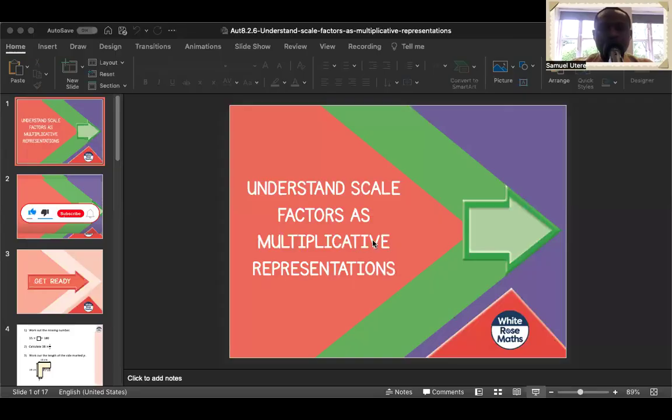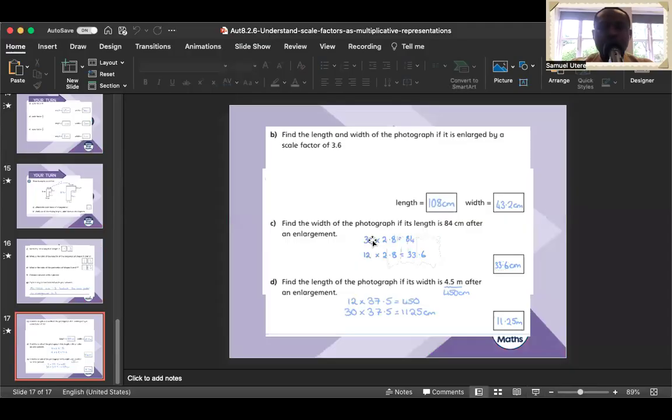And that brings us to the end of this lesson, where you have learned to understand scale factors as multiplicative representations. Well done for taking your learning seriously.